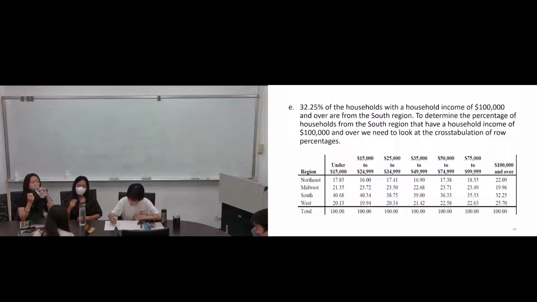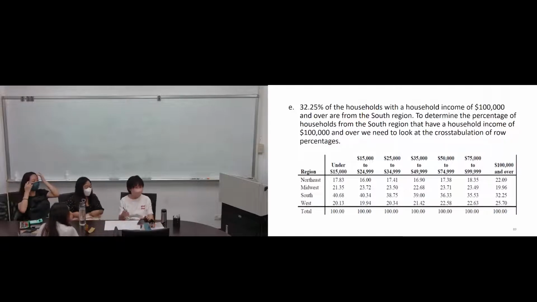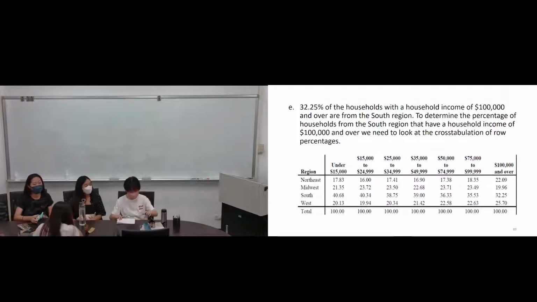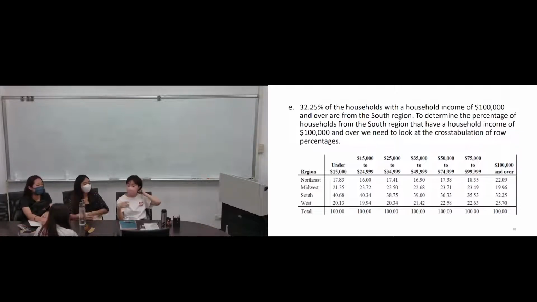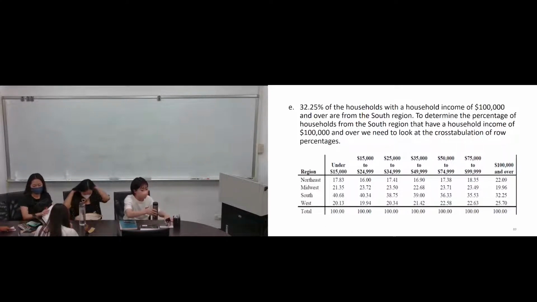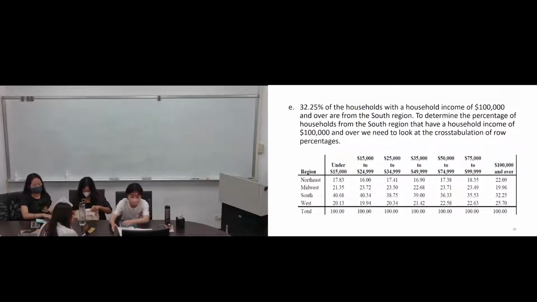Let's spend some time on question 32 of chapter 2. In question E, in order to determine the percentage of households from the South region that have a household income of $100,000 and over, we should convert the original table into a cross tabulation of row percentages.